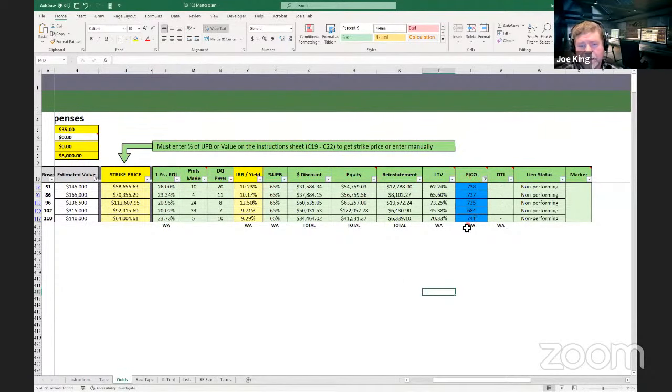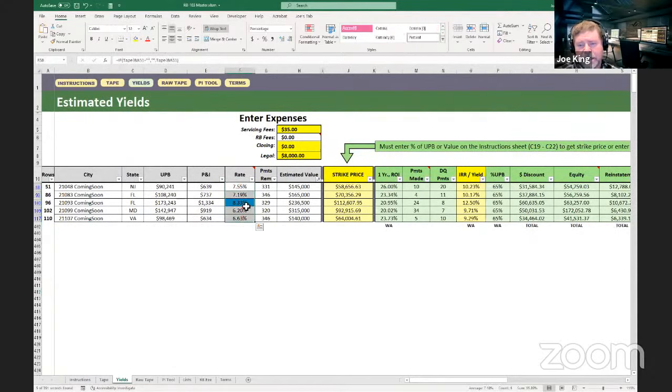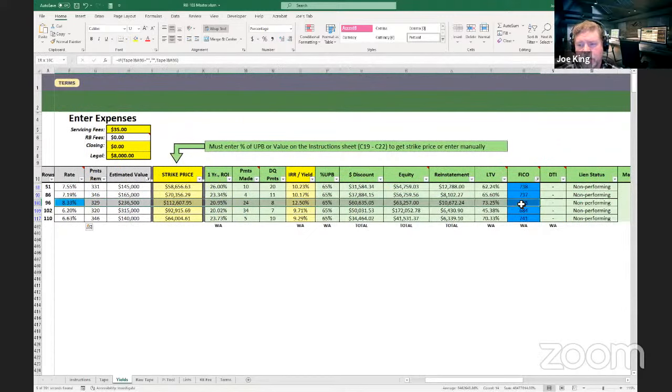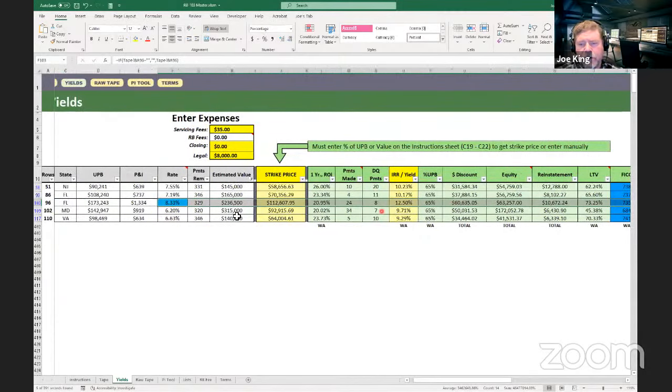Now, based on this, I can come over here to my interest rates and I can see that this one right here sticks out, with a higher FICO score and an LTV that is below the 80% mark. My reinstatement is $10,000, which is completely manageable. The value on the home is 120,000. Okay, I'm sorry, the value on the home is 236,000. The strike price is set at 112,000, which is 65% of the unpaid principal balance, and the yield on it is 12.5.